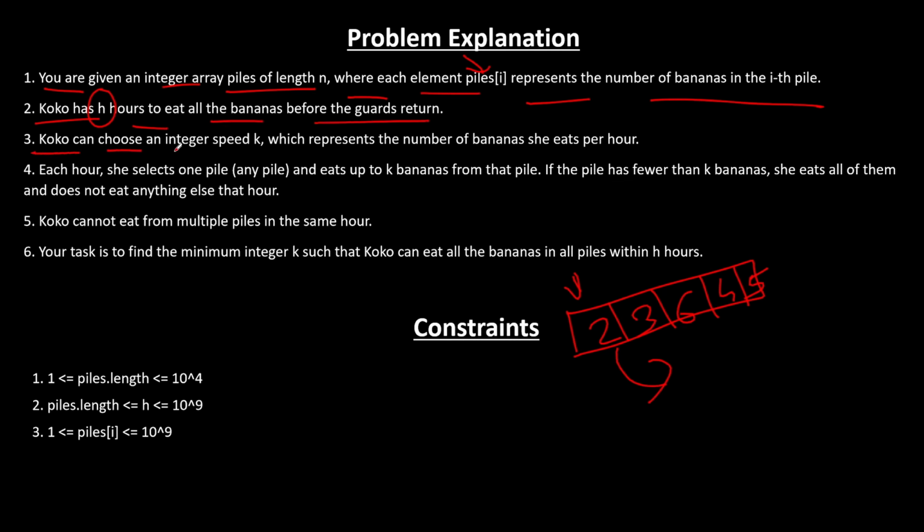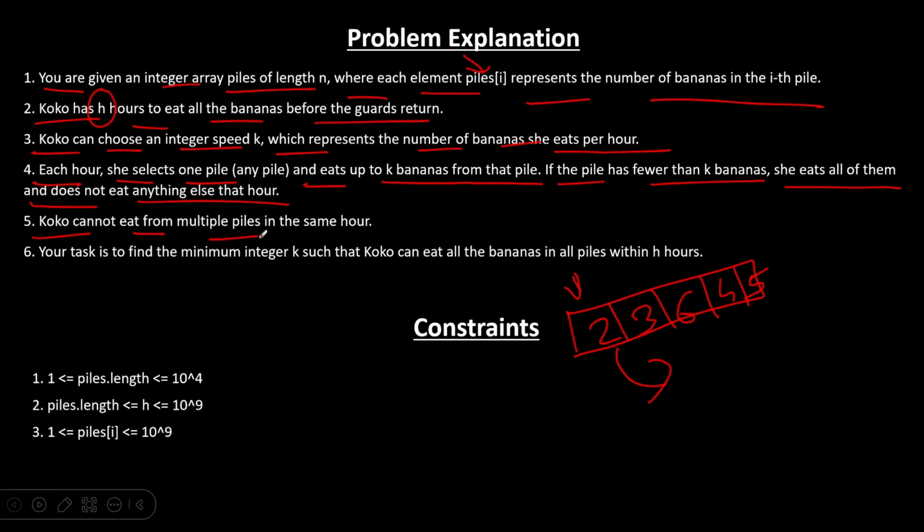Koko can choose an integer speed k, which represents the number of bananas she eats per hour. Each hour she selects one pile and eats up to k bananas from that pile. If the pile has fewer than k bananas, she eats all of them and does not eat anything else that hour. Koko cannot eat from multiple piles in the same hour.